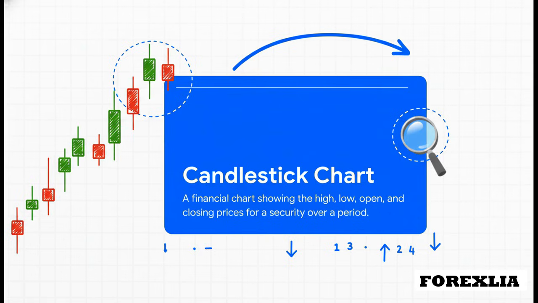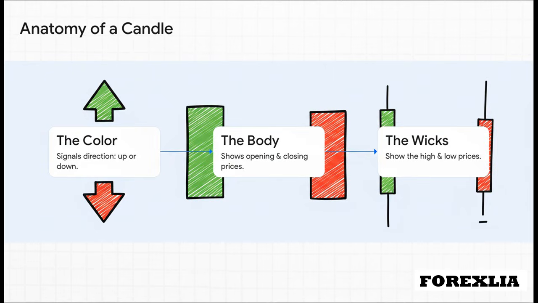It's honestly amazing how much info you can cram into one of these. The color tells you the basic direction, you know, green for a good day, red for a not so good day. The main part, that thick body, shows you where the price opened and where it closed. And then we've got those little thin lines, the wicks sticking out, showing the absolute highest and lowest points the price hit. It's the whole day's story in one little candle.